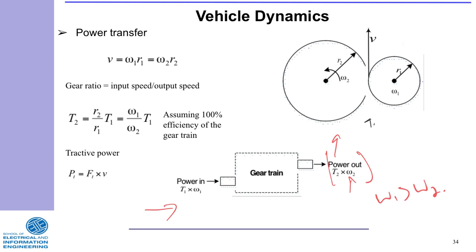Right, now, but in reality, the gear train is not 100% efficient, okay? There's a particular efficiency of the gear train. Right, now, as I mentioned, omega 2 in our case is at the wheel. Omega 1 is your engine or propeller or the electric machine rotating speed.